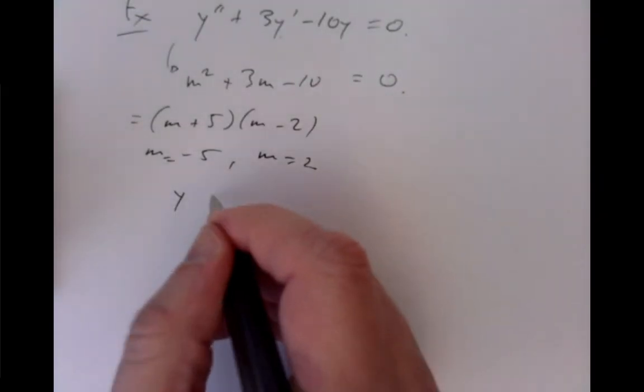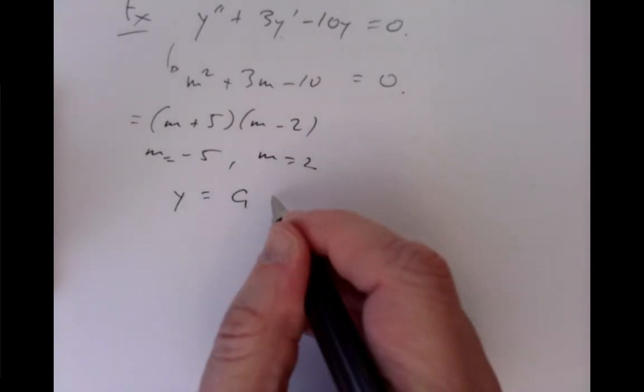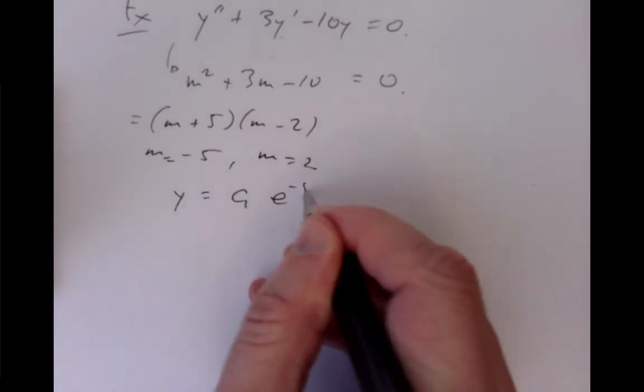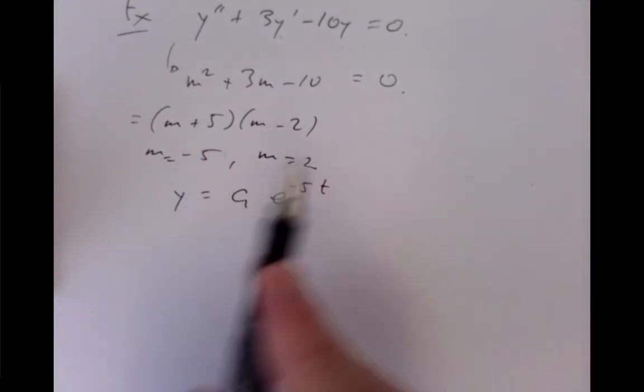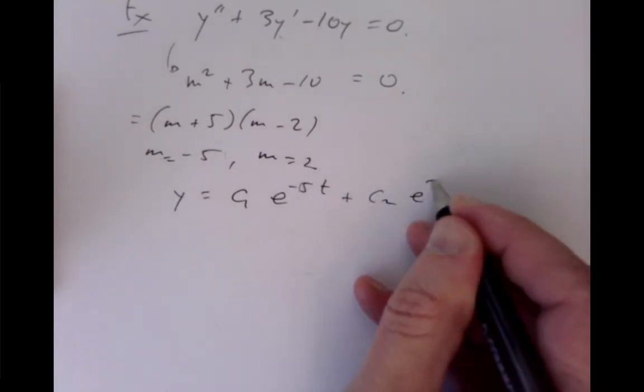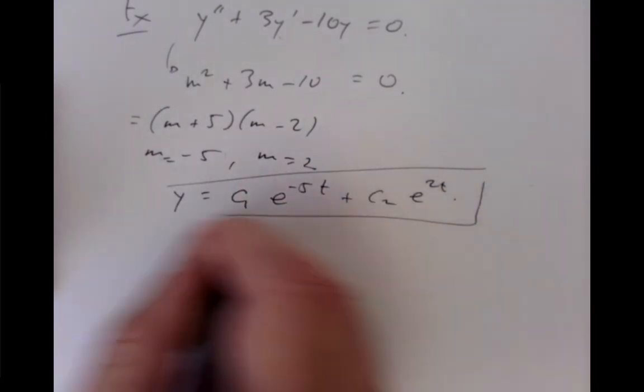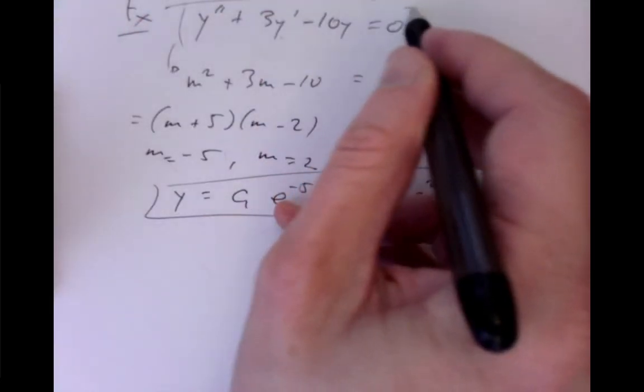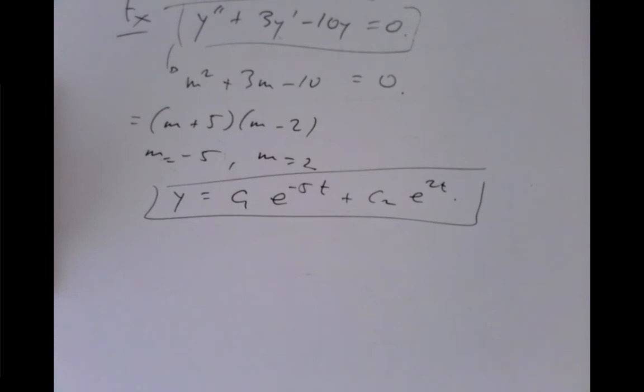And our formula for the final answer was that it's any constant times e to the minus 5t, this one value of m, and then the other from the other root, e to the 2t. So that's the general solution of that differential equation. Okay, so that's how it looks when they're all real. It's very straightforward when all the numbers turn out to be real numbers. A little bit more complicated when they're complex numbers.